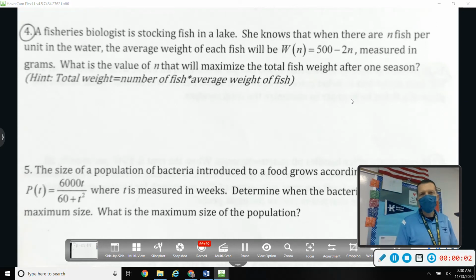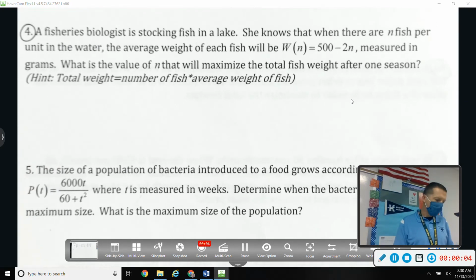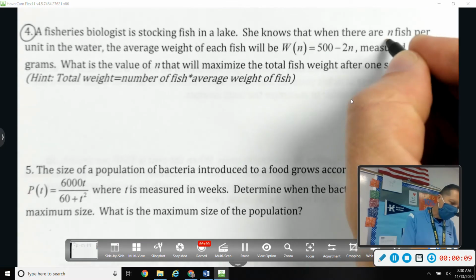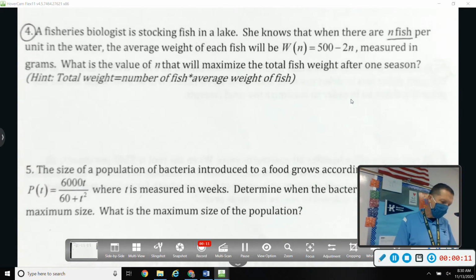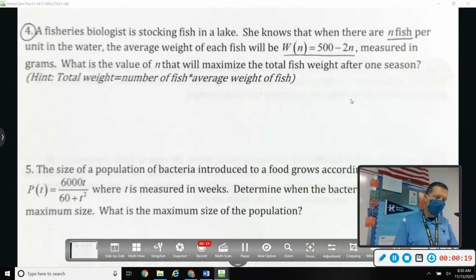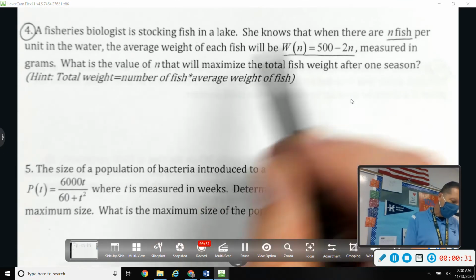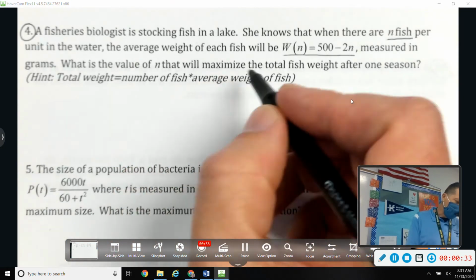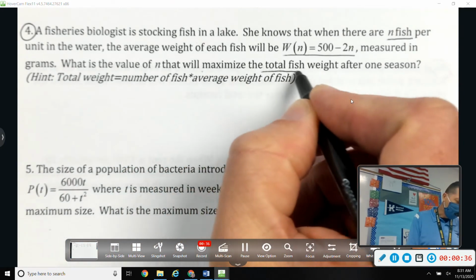Number 4 off the optimization worksheet. A fisheries biologist is stocking fish in a lake. She knows that when there are N fish per unit in the water, the average weight of each fish will be this. So the weight of the fish depends on how many fish are in the water. I guess that makes sense. If you dump too many fish in, they eat up all the resources and they're not as big as they otherwise would be. Measured in grams, what is the value of N that will maximize the total fish weight?